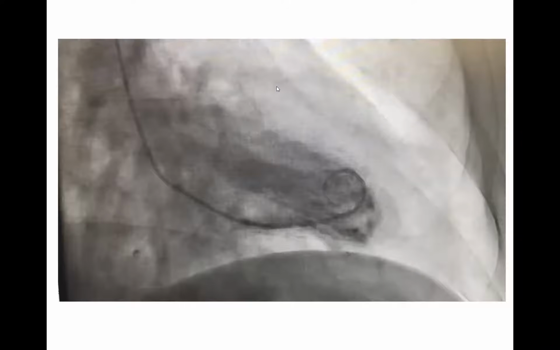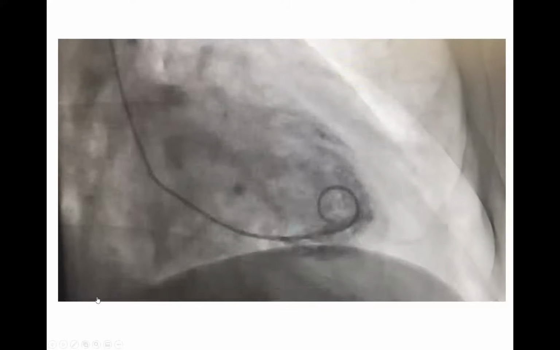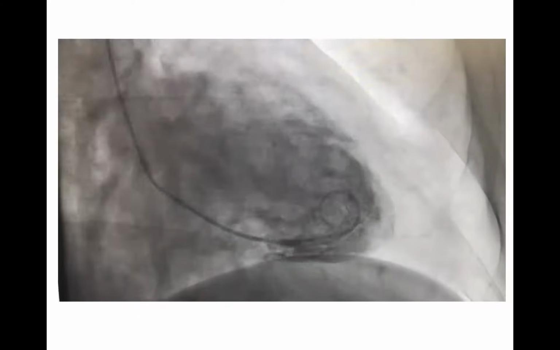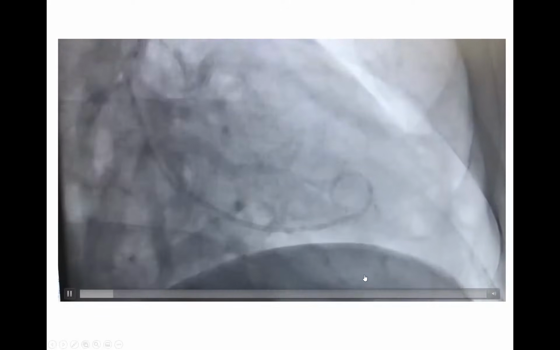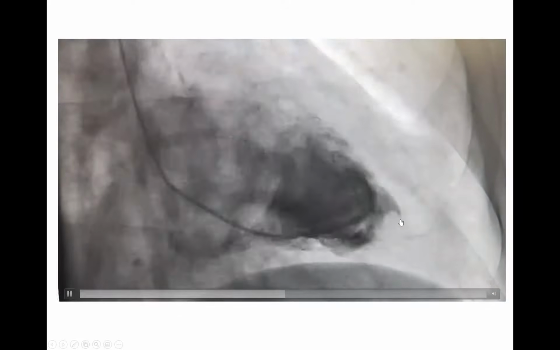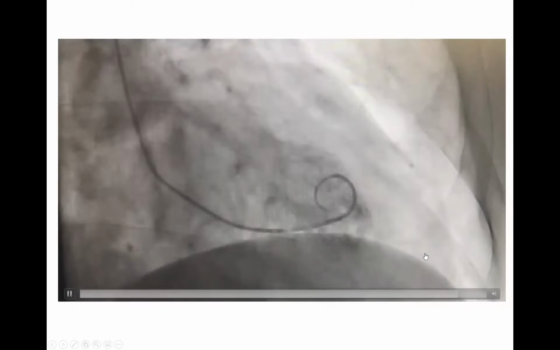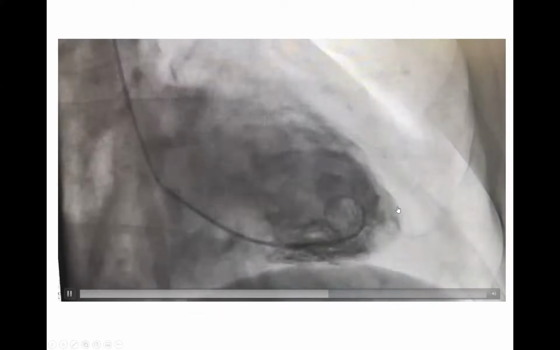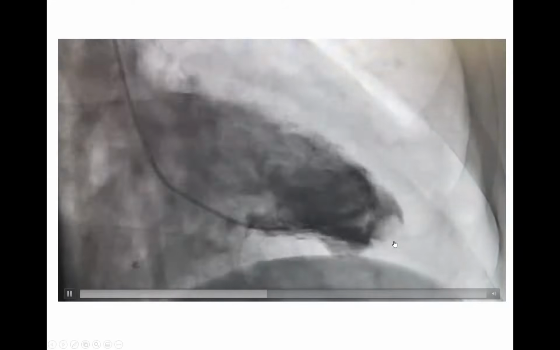Let's pick Thor. What is interesting on that LV gram? Do you see anything? That's what I'm here for. Yes. To me, it looks like the basal segments of the heart are moving more than the apex. It is true because the apex has a problem. Oh, it has an aneurysm there?